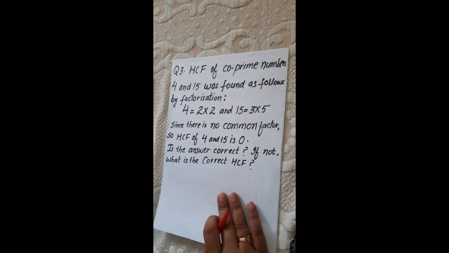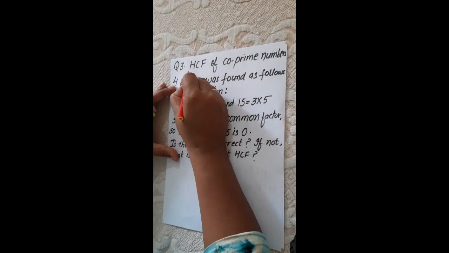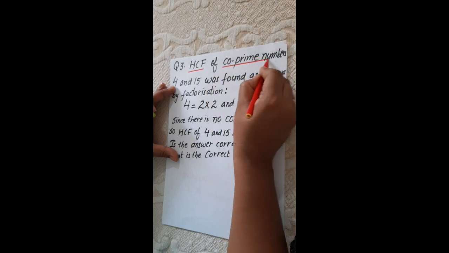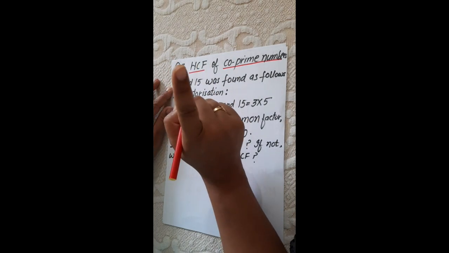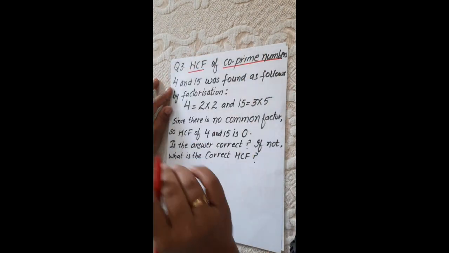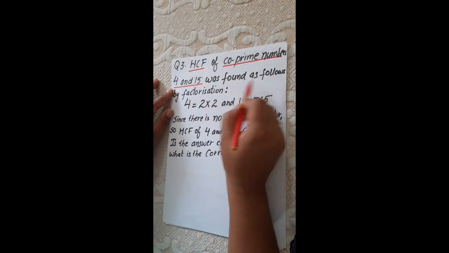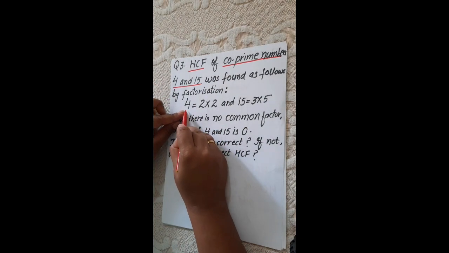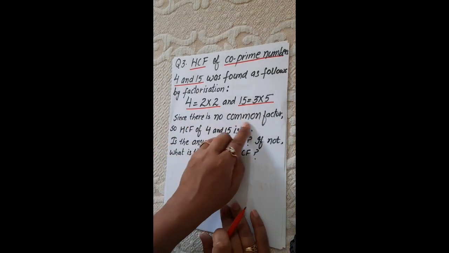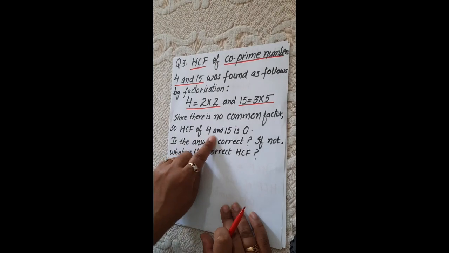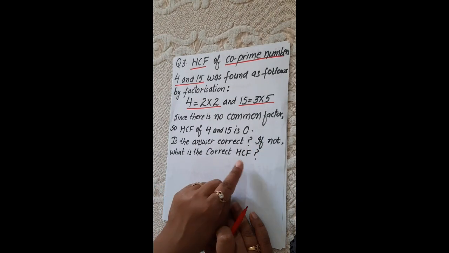Let's start our third question, question number 3. Question number 3 is HCF, highest common factor, of co-prime numbers. Co-prime numbers are the numbers in which the common factor is 1 only. If the common factor is 1 only, then the numbers are called co-prime numbers. Co-prime numbers 4 and 15 were found as follows. This is the prime factorization of 4, and this is the prime factorization of 15. Since there is no common factor, so HCF of 4 and 15 is 0. Is the answer correct? If not, what is the correct HCF?